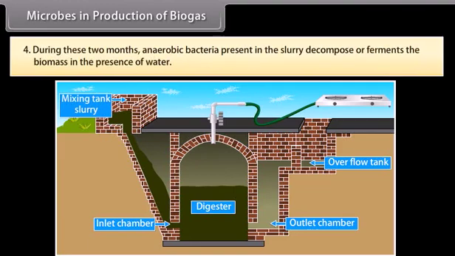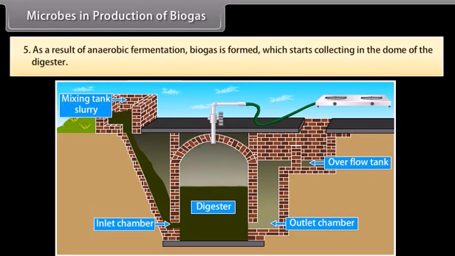Number 4. During these 2 months, anaerobic bacteria present in the slurry decompose or ferment the biomass in the presence of water. Number 5. As a result of anaerobic fermentation, biogas is formed, which starts collecting in the dome of the digester.